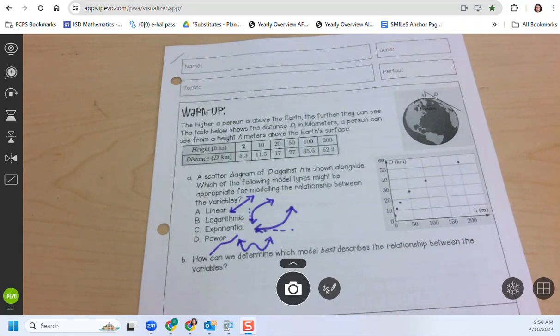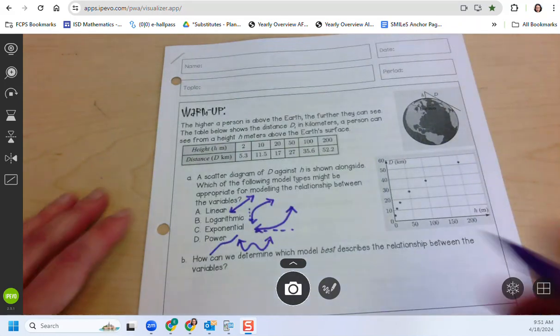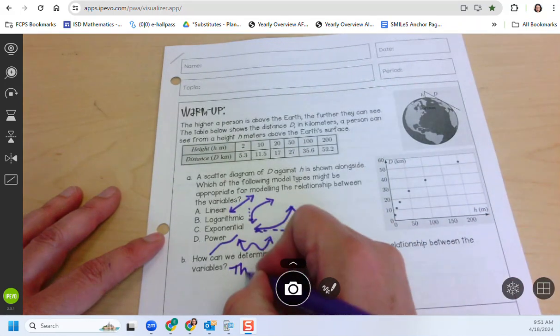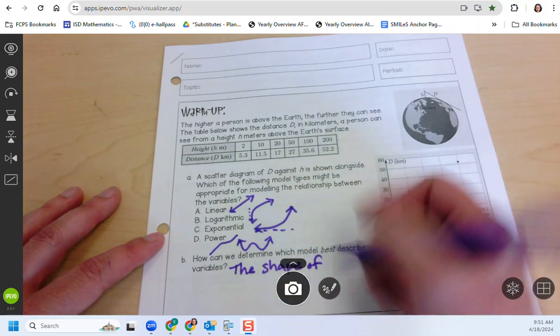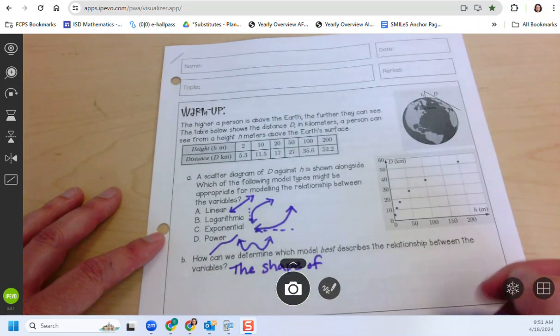But right now we're just using our eyes to determine. So we're going to base our answer on the shape of the graph. So here we're going to say the shape of the graph. And would you guys agree that the shape best matches logarithmic? Yeah.